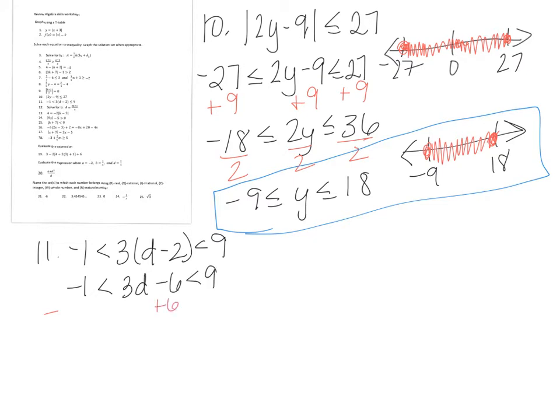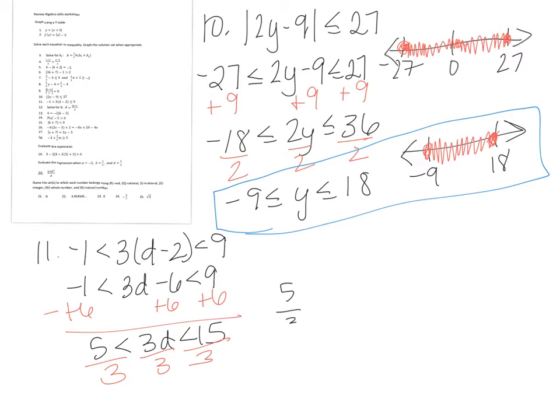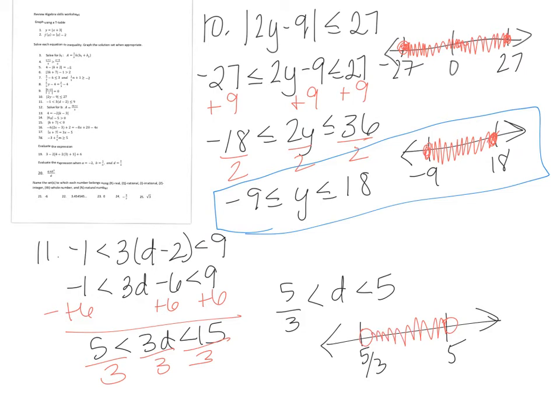I'm going to add 6 to the middle to eliminate that. Add 6 and add 6. I get 5 is less than 3d less than 15. Divide by 3, and we get that 5/3 is less than d, which is less than 5. And that is going to look like this. That's your final answer.